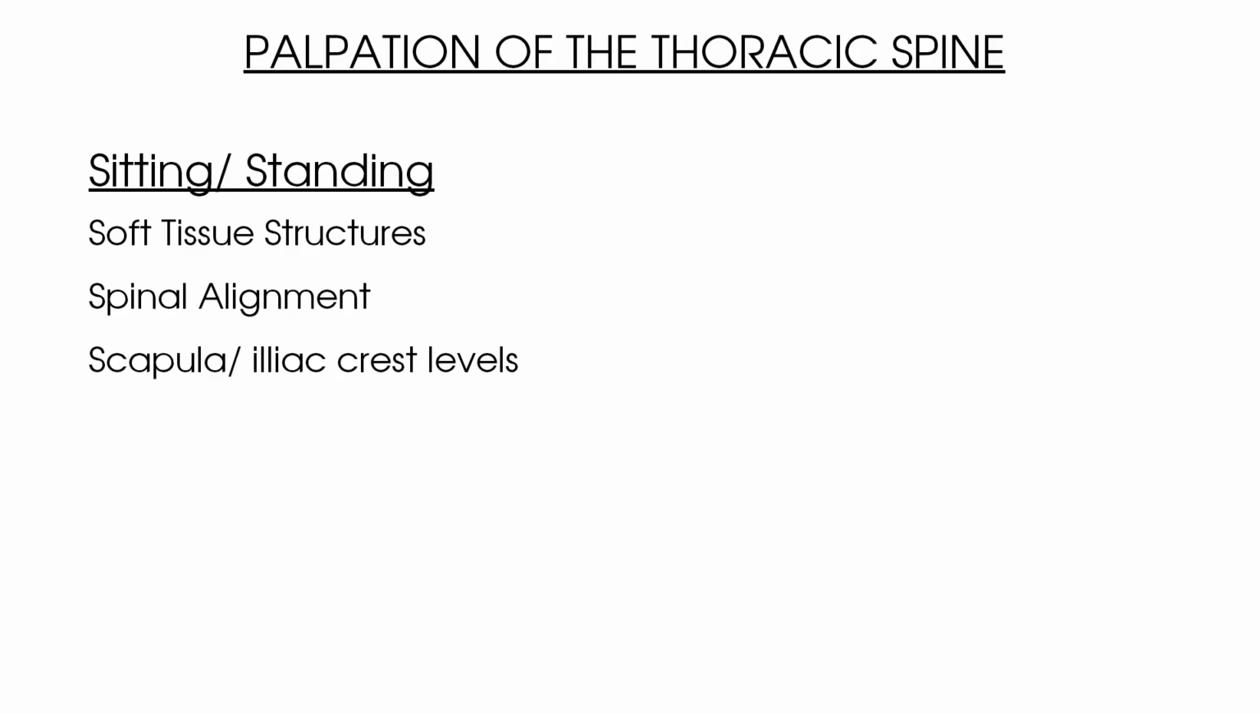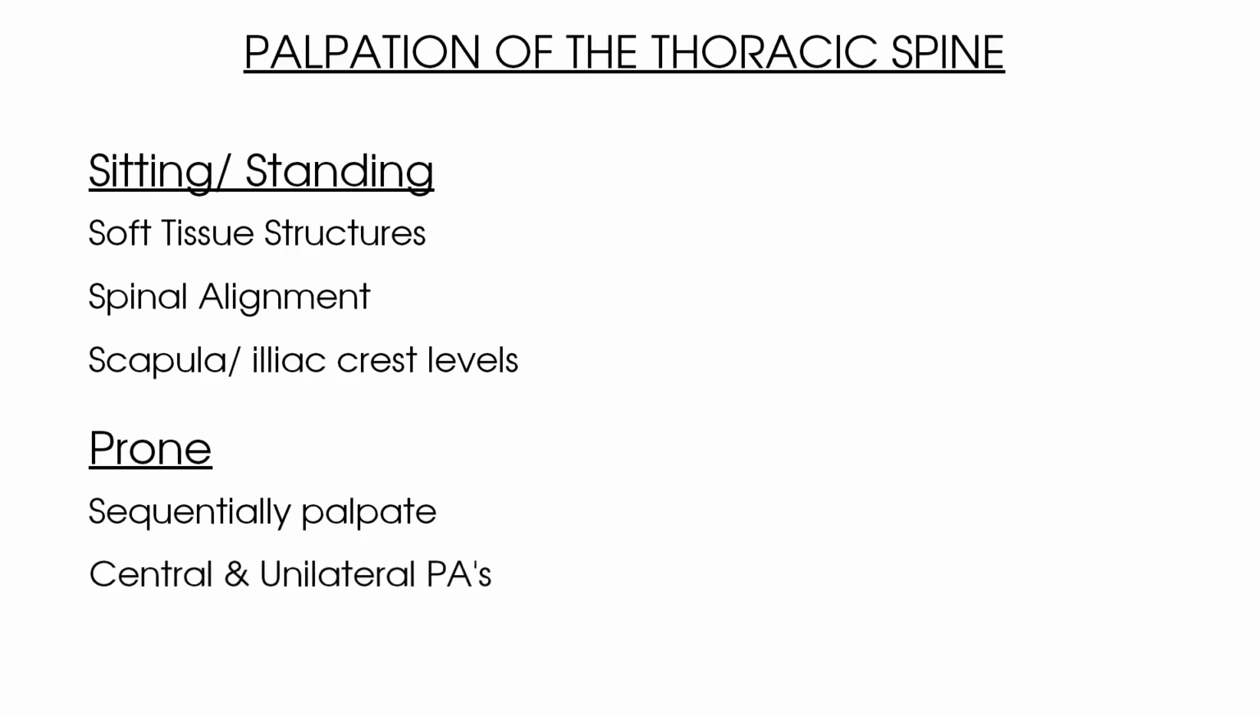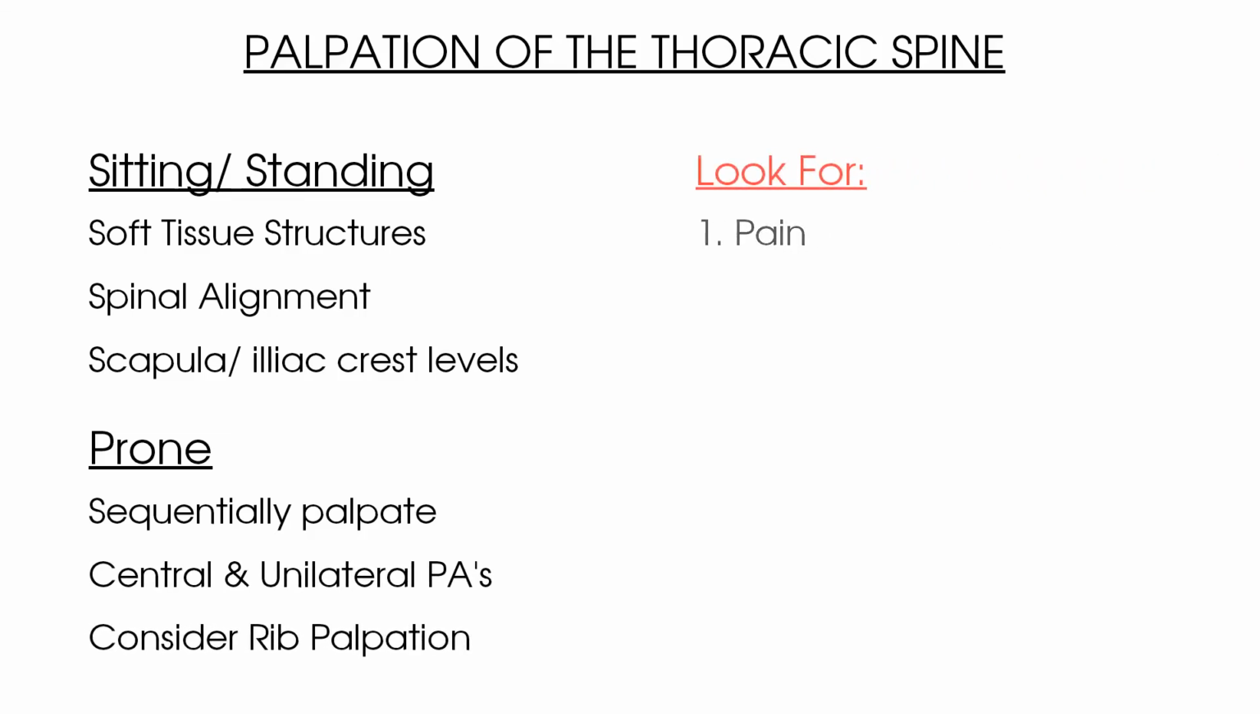Then move on to palpation with your patient lying prone. Make sure you're aware of how to find your palpation points, whether you were to start palpating from the upper thoracic spine down to the lower thoracic spine, or if you were to start palpating from the lower thoracic spine to the upper thoracic spine. With your patient in prone, you're going to palpate each thoracic spine vertebra with a central PA and a right and left unilateral PA. You may also choose to palpate the ribs. You are assessing pain, range and end feel at each thoracic spine level.